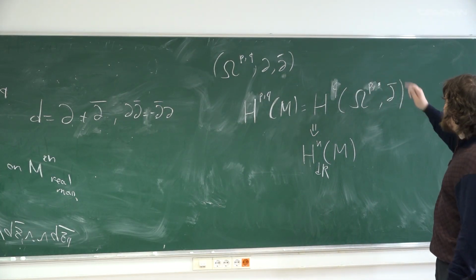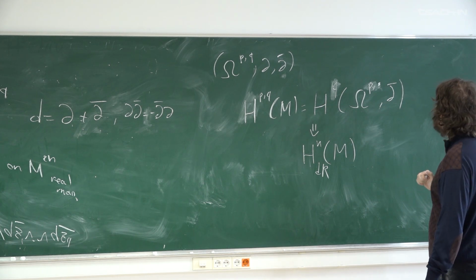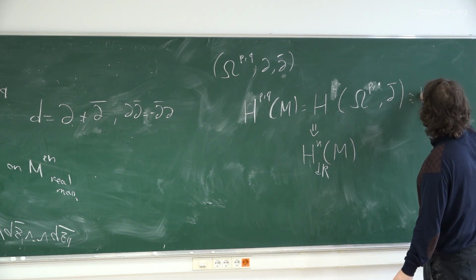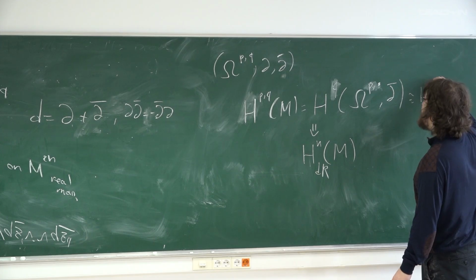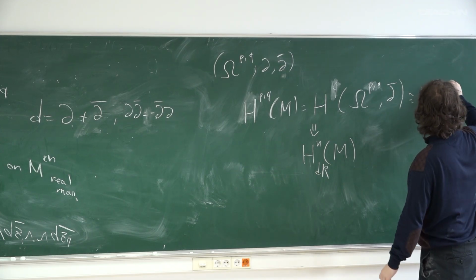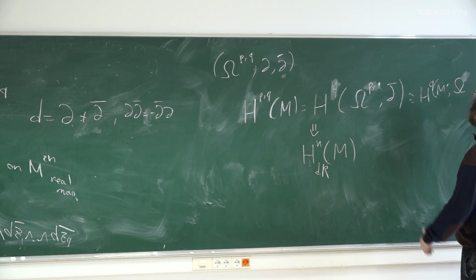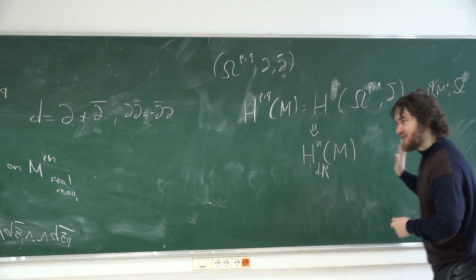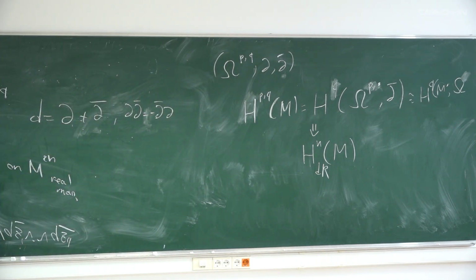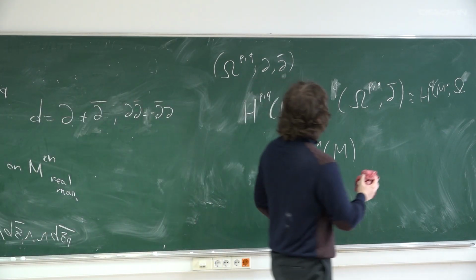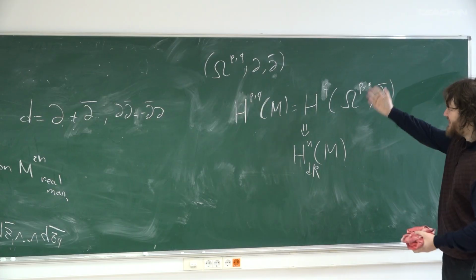This is the so-called Dolbeault cohomology, and it's isomorphic in fact to the cohomology of M with values in the sheaf of holomorphic differential forms, but it's not important now. This is the so-called Hodge-de Rham or Frölicher spectral sequence.